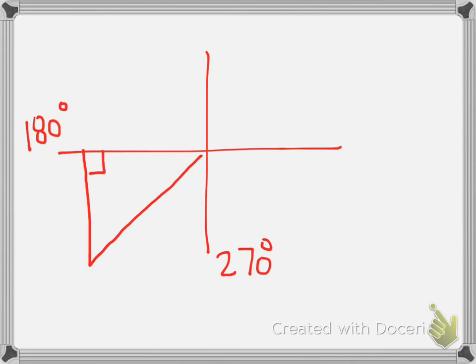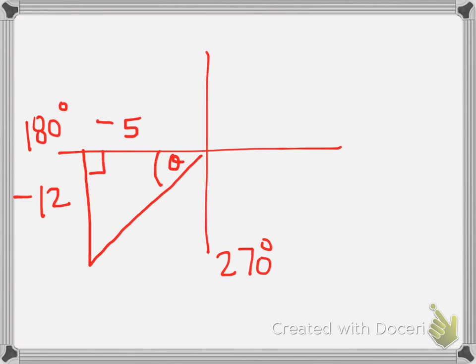Okay, so the problem says tangent of theta, here's theta, is 12 over 5. So tangent is opposite over adjacent. Alright, so we have to find the hypotenuse. We also know that in the third quadrant, x is negative and y is negative. That's why tangent is positive, because a negative divided by a negative is a positive.